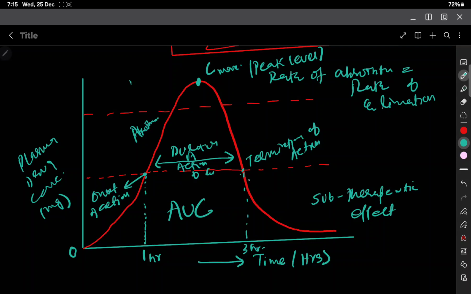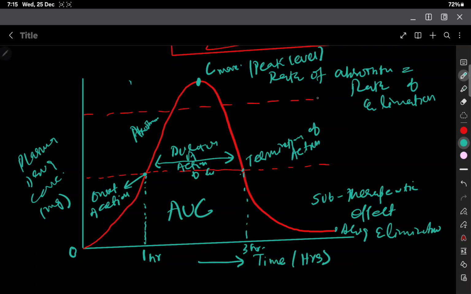And this one is subtherapeutic level, because when the drug action is terminated, it will go into the metabolism phase. So here the drug will be eliminated from the body. Drug elimination from the body. So this was termination of action. Okay, onset of action, termination of action.